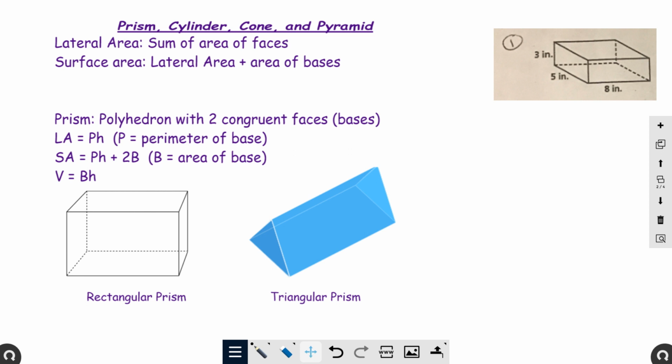Now, you can find them using your own ways and means, but these are formulas that will help you out. For prisms, prisms are polyhedrons with 2 congruent faces, and those are called bases. Like your cube, it's the top and the bottom. Okay, so in this rectangular prism, this part down here, come on, draw with me, this part and this part are your bases. Okay, and they're parallel to each other and they're the same shape.